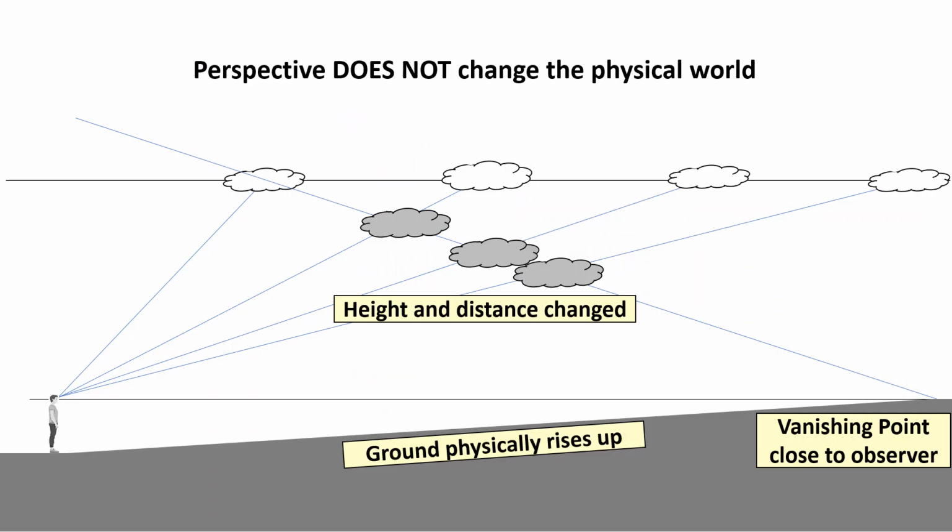Well, the problem when you draw it this way is that you have distorted reality because perspective does not change the physical world. The height and distance of these three clouds has changed. The ground has physically risen up to the eye level, and it only appears to rise up to eye level. That is a huge difference. And also, the vanishing point is much too close to the observer.